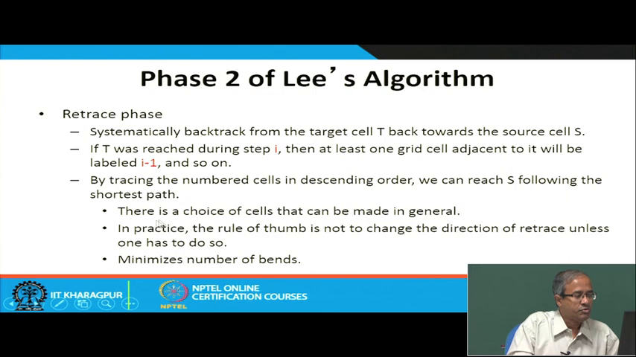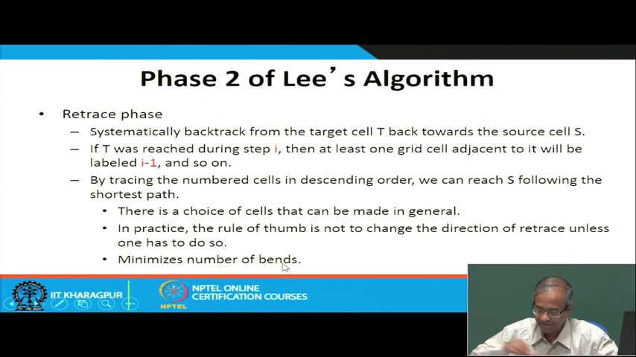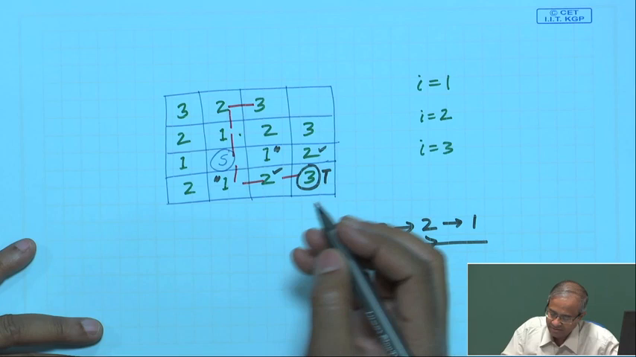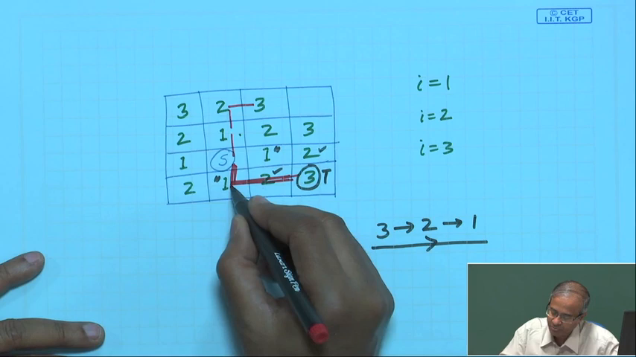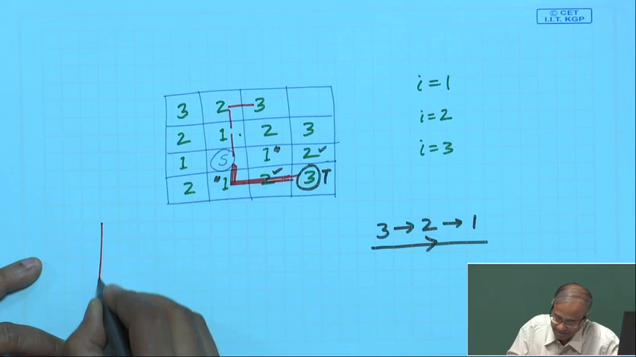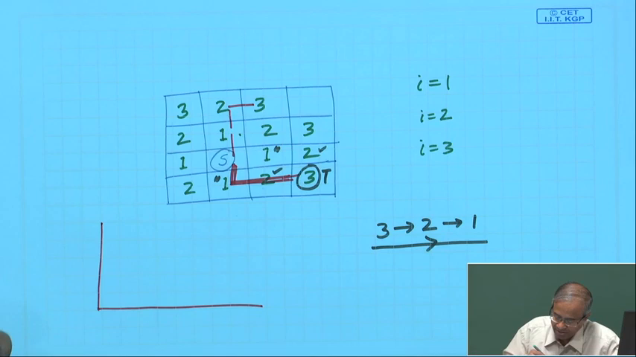So, there is a choice of cells, as I said, but you can follow some simple heuristics, like you do not try to change the direction unless required. That means you try to minimize the number of bends. Like for example, from this T to S, you can follow a path like this. But in this example, of course, for any path there will be one bend, but you can have a scenario where, let us say, from S to T you can have a path either like this, or you can have a path like this.